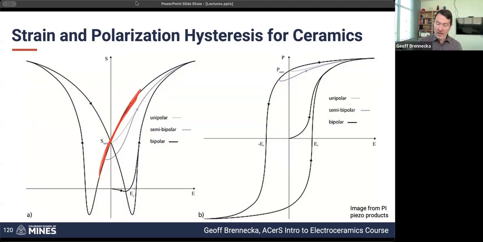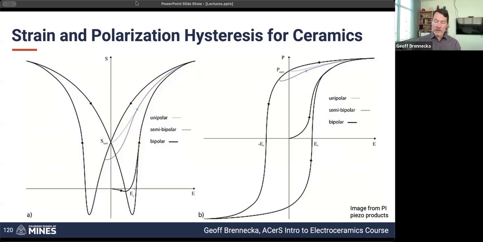You might be operating fully saturated, but remember the local slope is the d coefficient, so operating up here is actually a lower piezoelectric response than operating down here. So that corresponds to this portion of the hysteresis loop on the ferroelectric side. All right, any questions on strain field hysteresis loops? Happy to go into more information on those.